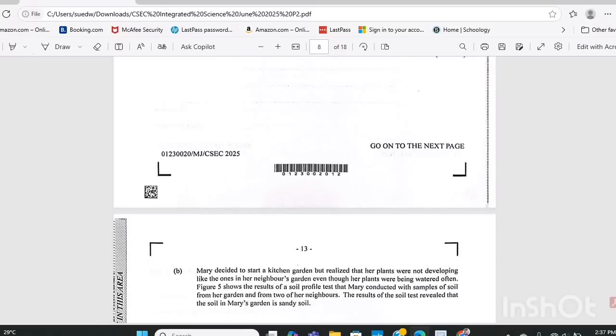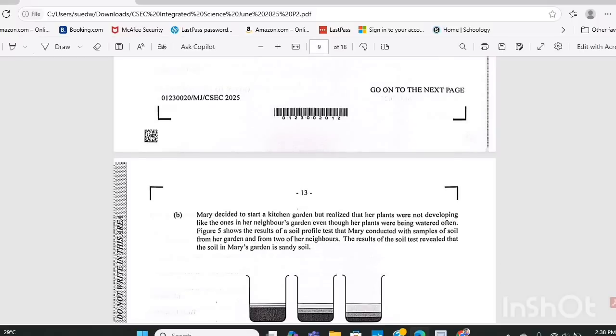It says Mary decided to start a kitchen garden, but realized that her plants were not developing like the ones in her neighbor's garden, even though her plants were being watered often. Figure 5 shows the results of a soil profile test that Mary conducted with samples of soil from her garden and from 2 of her neighbors. The results of the soil test revealed that the soil in Mary's garden is sandy soil.